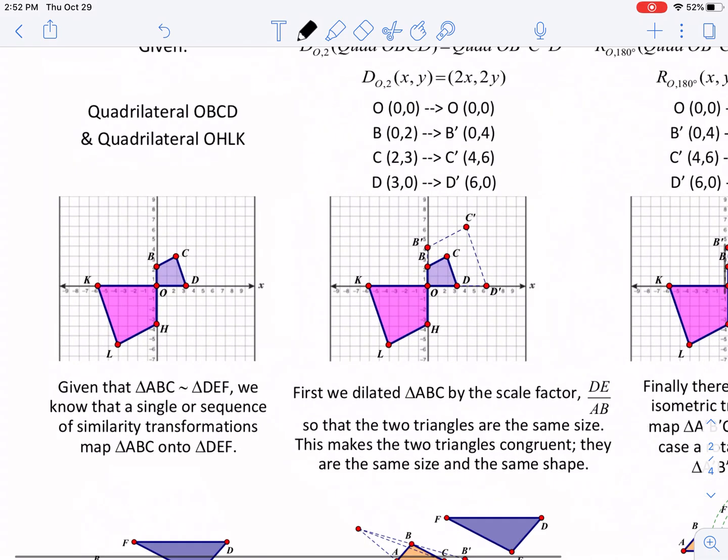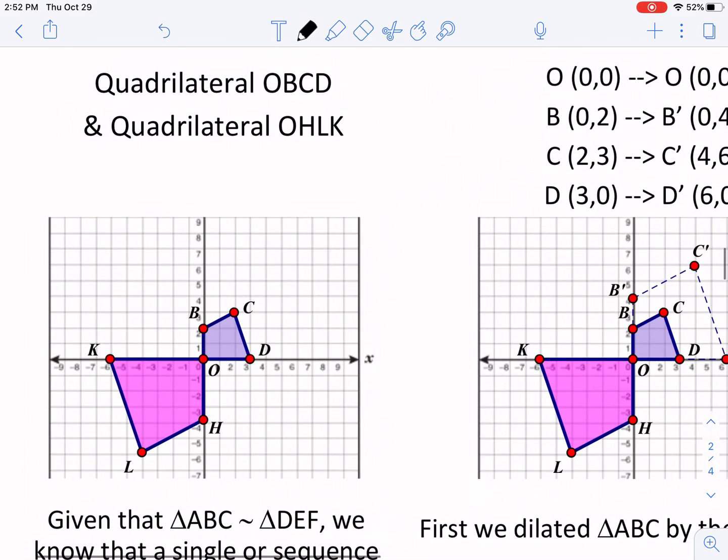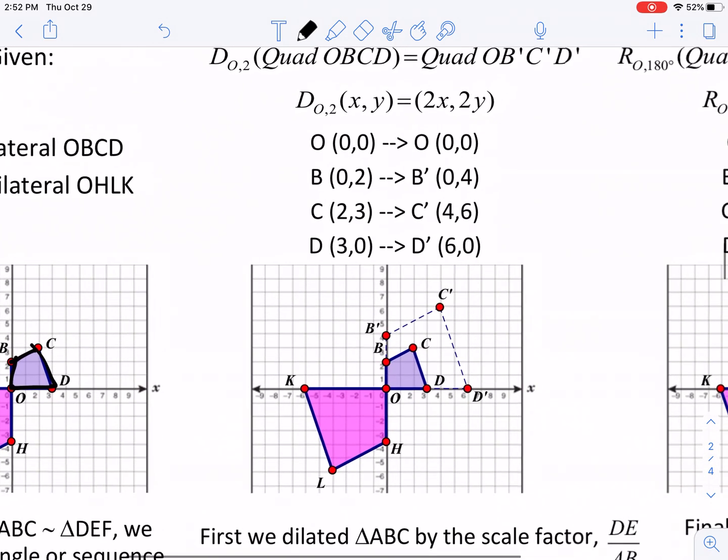So they're wanting to say, if I start out with this quadrilateral OBCD, okay, this guy over here, we want to go through a series of transformations to see if I can map onto OHLK. Well, notice those guys look like they have the same shape, right? So what if we did a dilation first so that they were both the same size? And that's actually what they say here.